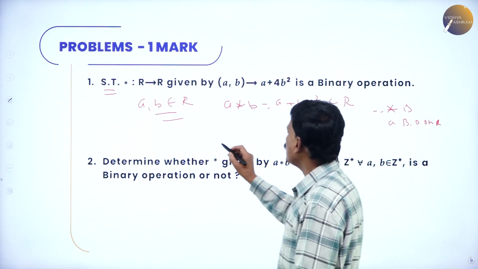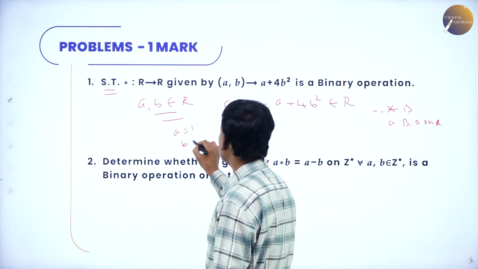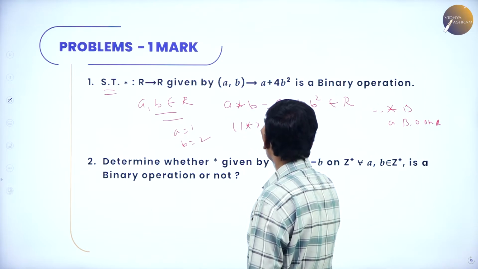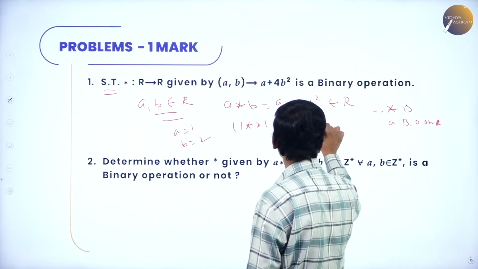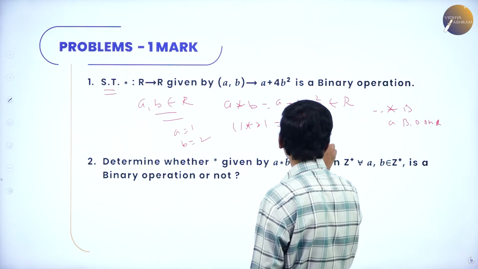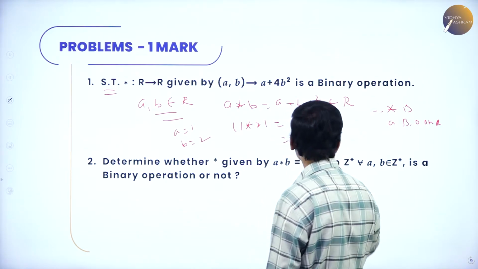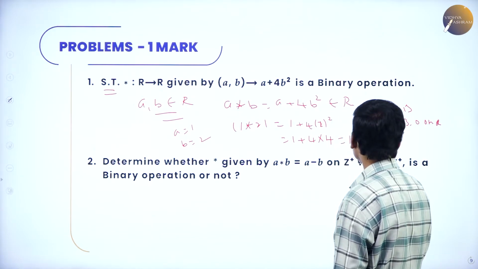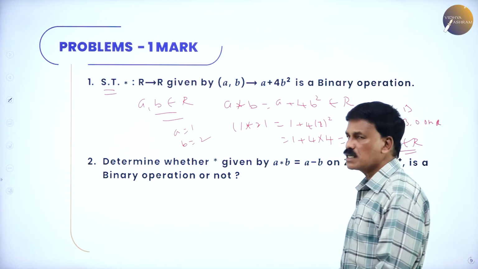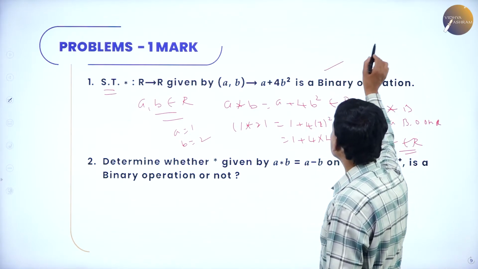So if you want, you can take any element. Let us take a is equal to 1 and b is equal to 2 belongs to R. So 1 star 2 can be written as 1 plus 4 into 2 square. 2 square is 4, 4 fours are 16. 1 plus 16 is equal to 17, which belongs to R. So therefore star is a binary operation.